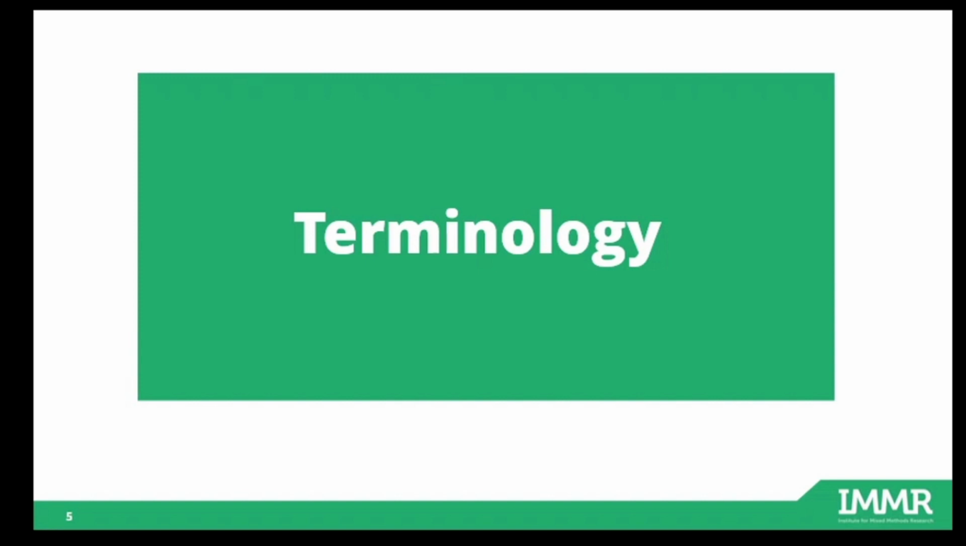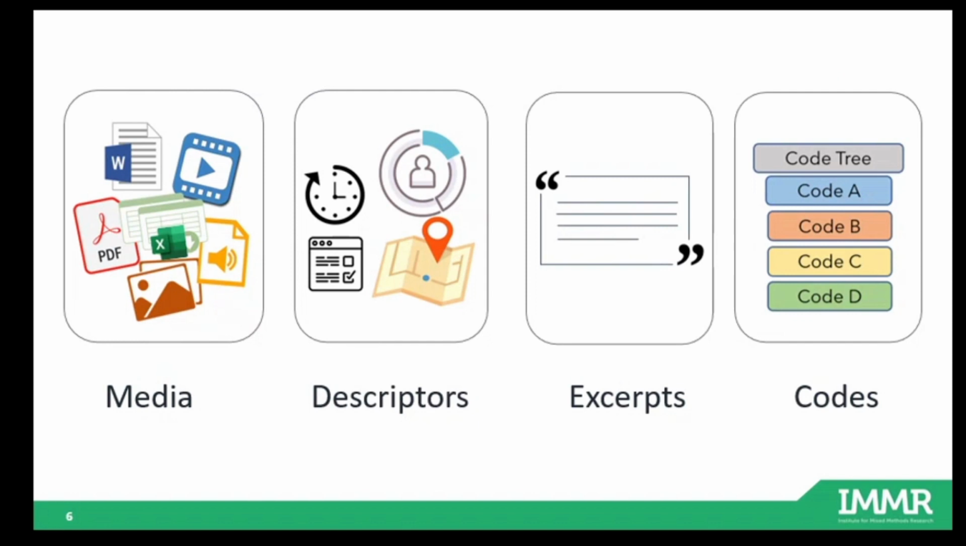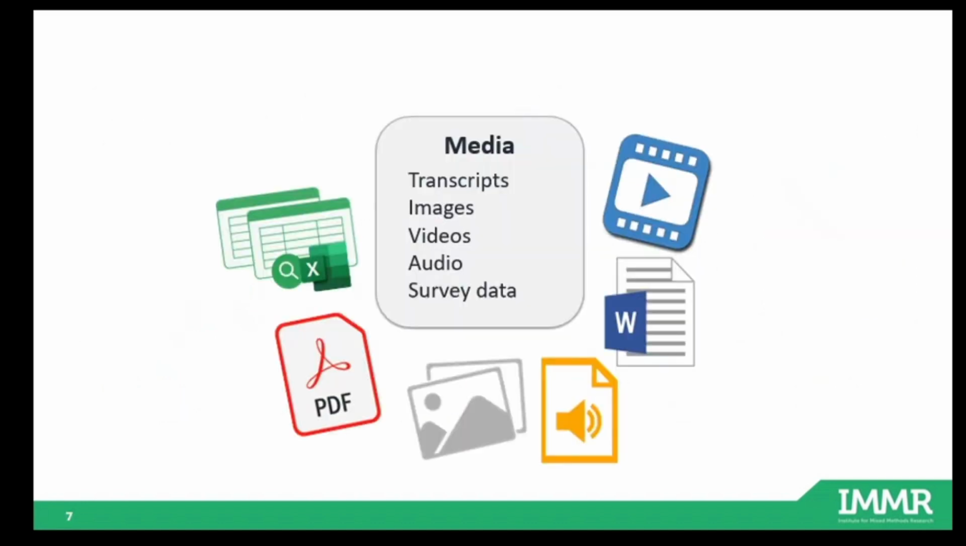All right, I'm going to get going on Dedoose terminology here for the folks who are maybe a little more new to Dedoose, but it's also a good refresher, especially as we go into the survey importer. With Dedoose, you have these 4 foundational elements of media, descriptors, excerpts, and codes. This is what Dedoose is using to build a web of connections in your data. First off, we have media. This is quite simply the raw data that you upload to Dedoose. This could be your transcripts, your survey data, so that Excel spreadsheet, videos, audio, images, pretty much any data you can think of, you can get it into Dedoose.